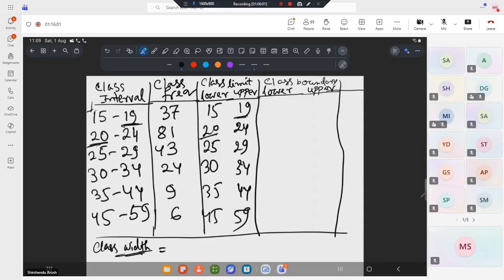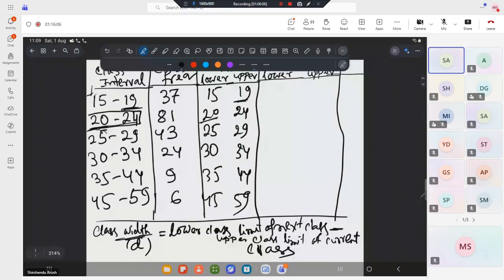Say this is D. Suppose I'm assuming this is my current class. Then the lower class limit of the next class would be 25, and the upper class limit of the current class is 24. So I get the class width D as 1. Again, please remember this particular word is for a particular book. It may vary with different books, but the concept is the same.